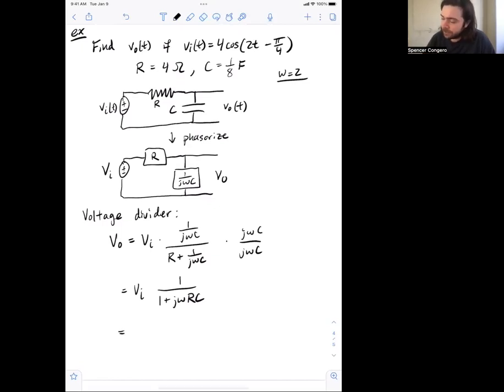So what would be our input phasor? Well, you can see the amplitude is 4. You can see the phase is negative pi over 4, so we get 4 times e to the negative j pi over 4.